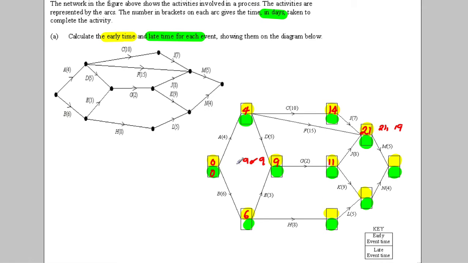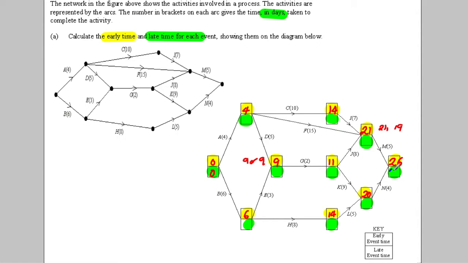How would you get here? Well, B and H have to happen, which is 6 and 8, which is 14. How about here? Well, it could either be the 14 add the 5, which is 19, or the 11 add the 9, which is 20. You're going to choose the bigger one, so you're going to choose 20. And lastly, how did you get here? Well, it could be 21 add the 5 is 26, or 20 add the 4 is 24. You're going to choose the bigger, 26.